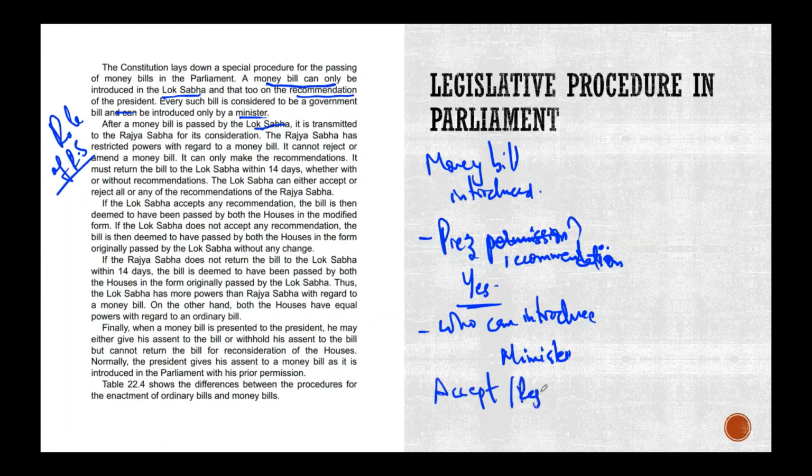Accept, reject, and what did you say? Make recommendations. So you're saying they can accept it? They can accept it or make certain recommendations, but it is not going to matter. So it can only make some recommendations, and must return the bill within 14 days. What happens if they do not send it back within 14 days?